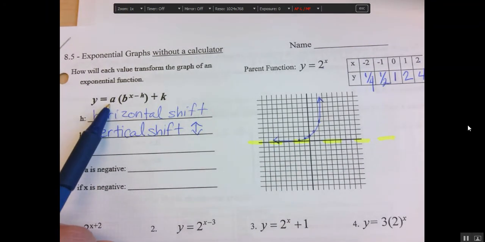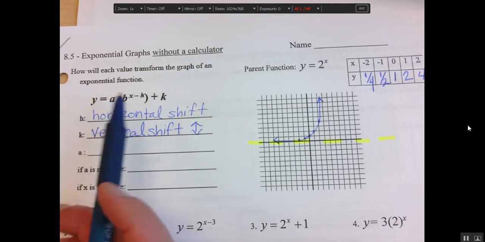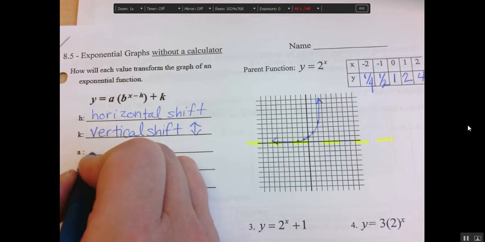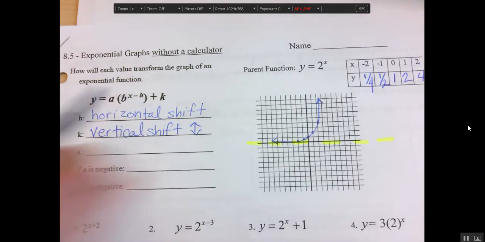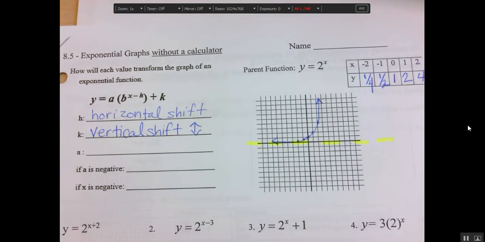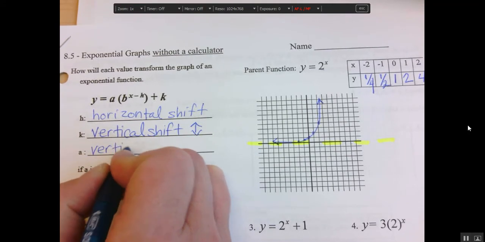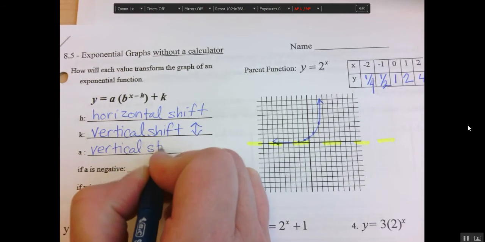Okay, the A. Stretch. The stretch, yeah. So it would be a stretch or a compression, depending on what number it is. And it's going to happen vertically. You could have a horizontal stretch or compression, but we don't really have any examples of that, so it's not in our formula. So this is going to be vertical stretch or compression.